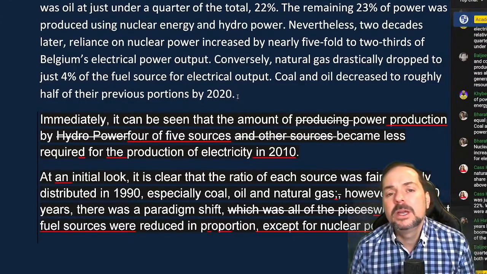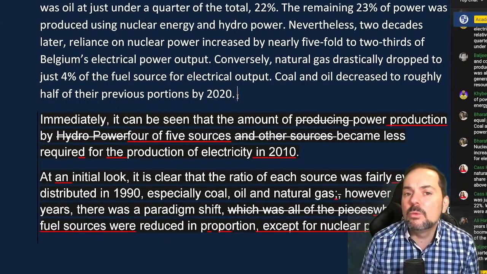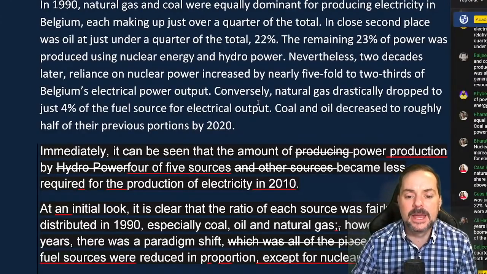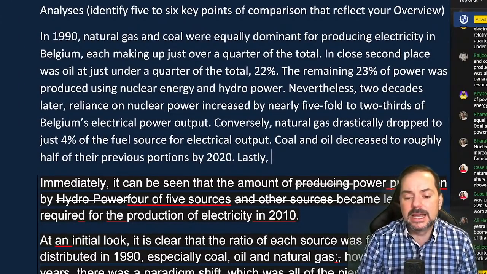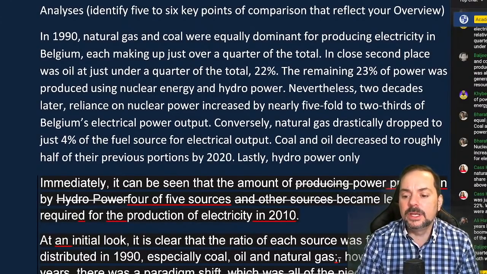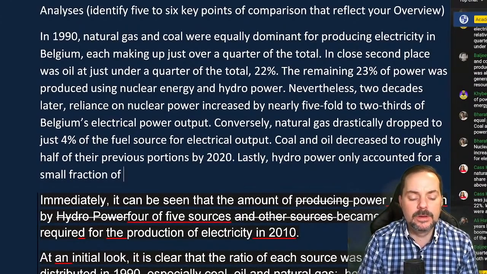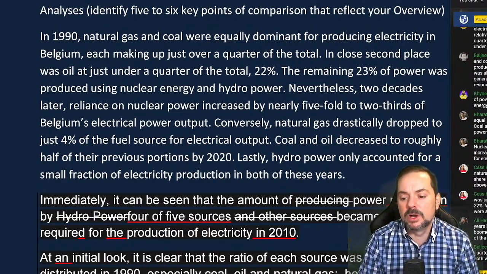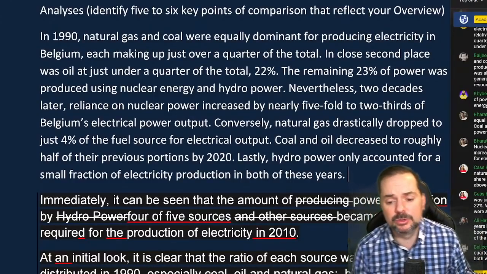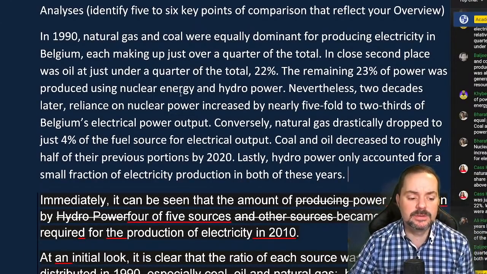But if you're quick and you're going for that band 9, you might want to include a little bit on that. So you can say, lastly, and it's not last but not least, it's literally least. So lastly, hydropower only accounted for a small fraction of electricity production in both of these years. Okay, I wouldn't even bother going into 6% and then a third of that, 2%. They're tiny, they're insignificant.